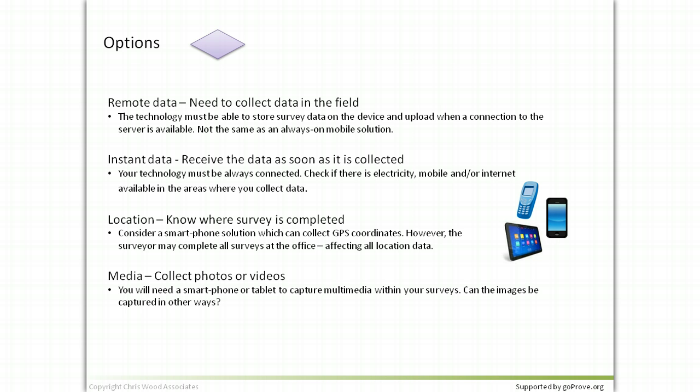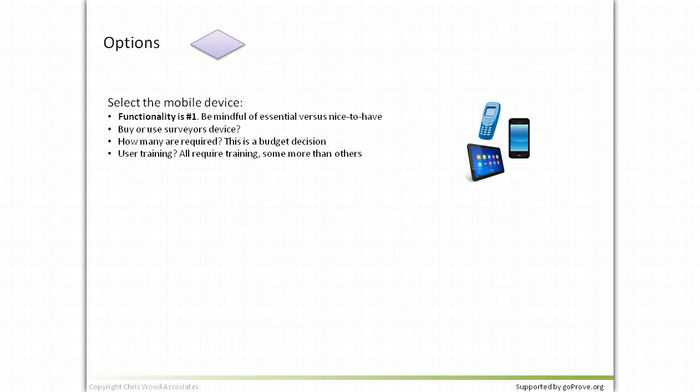Do you need to collect photographs or videos? If so, you'll need a device which can take photographs, such as a smartphone or a tablet. Could these images be captured in other ways? When selecting the mobile device, functionality is king. You must be mindful of what is essential versus what is nice to have.